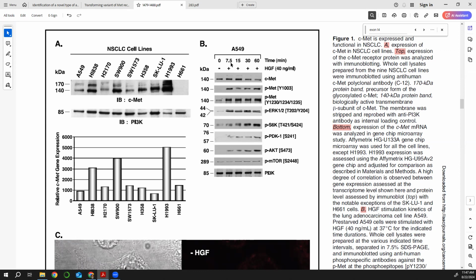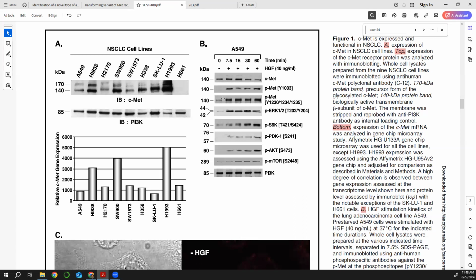Okay? And they showed that even at 7.5 minutes after adding hepatocyte growth factors to the cells, phospho-MET is detected, meaning that upon ligand binding, phosphorylation of tyrosine 1003 and these various other tyrosines in the tyrosine kinase domain of MET occurs. Y1003 is in the juxtamembrane domain, but these phosphorylations happen very quickly, and they are sustained over this period of the study.